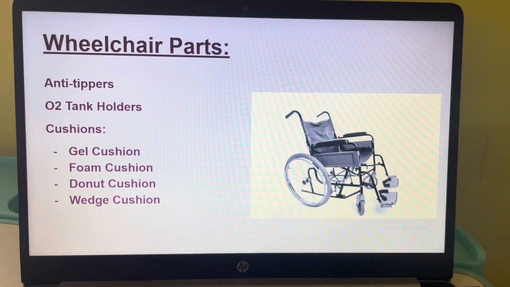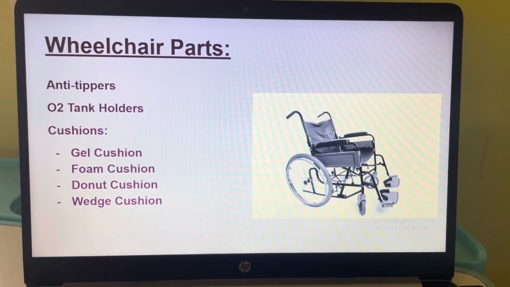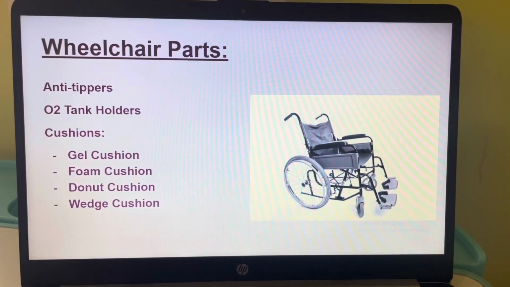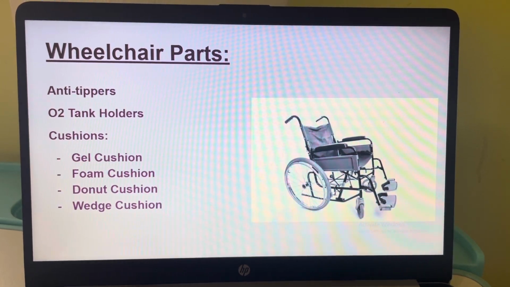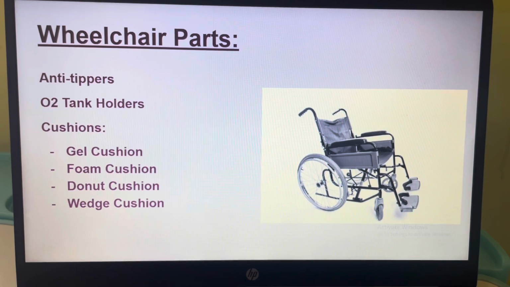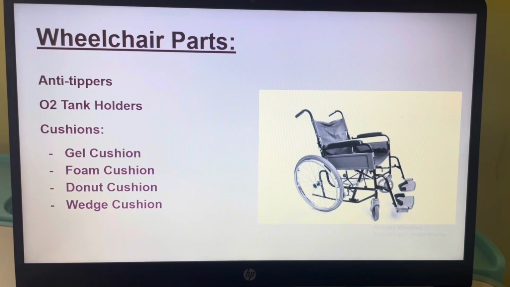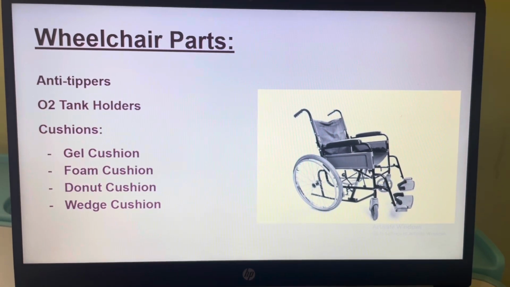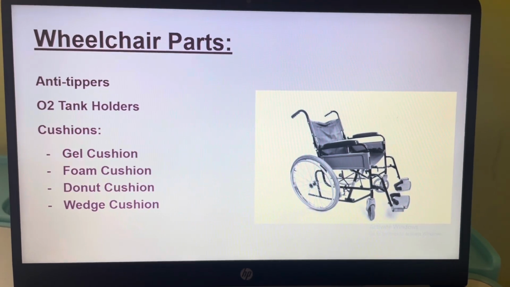Gel cushion is recommended for people with compromised skin integrity or with fragile skin, people who are less mobile and require assistance to get out of the wheelchair. A donut cushion is recommended for people who already have an opening or a wound in their bottom. It comes with a hole in the center to avoid pressure over the site of the wound.